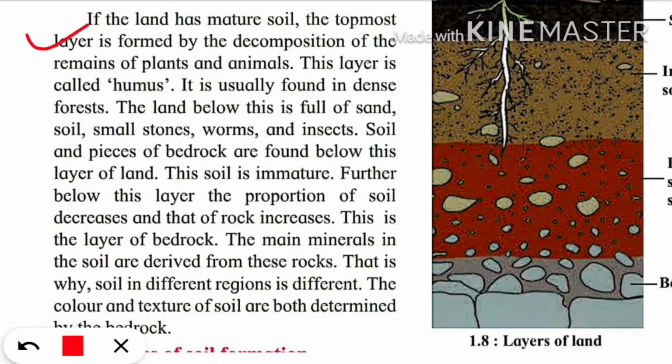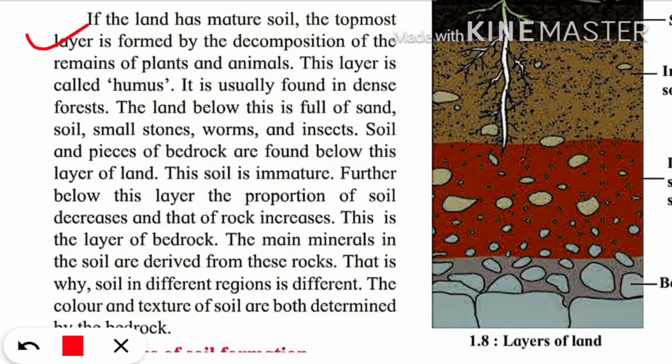Generally, see here we can see all the small layers, and if the land has mature soil, the topmost layer is formed by decomposition of the remains of plants and animals. You can see here the humus, the topmost layer. It is formed by decomposition of remains of plants and animals. This layer is called the humus layer. We have seen the humus layer there.